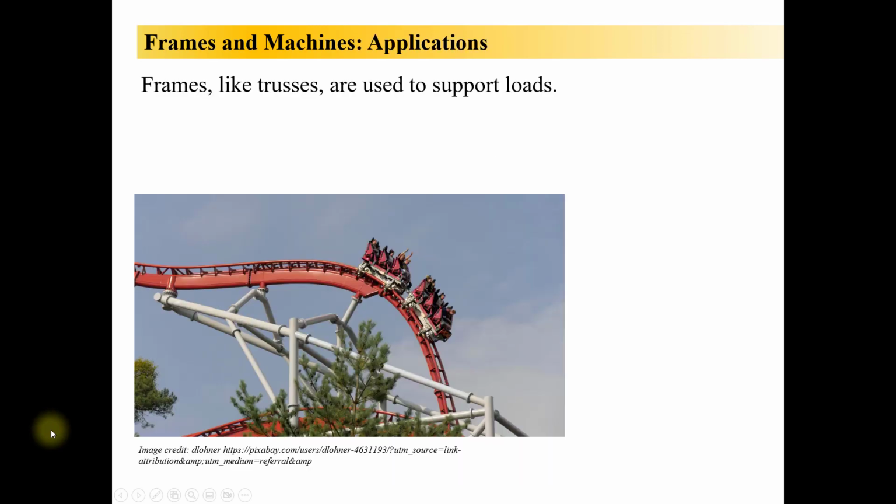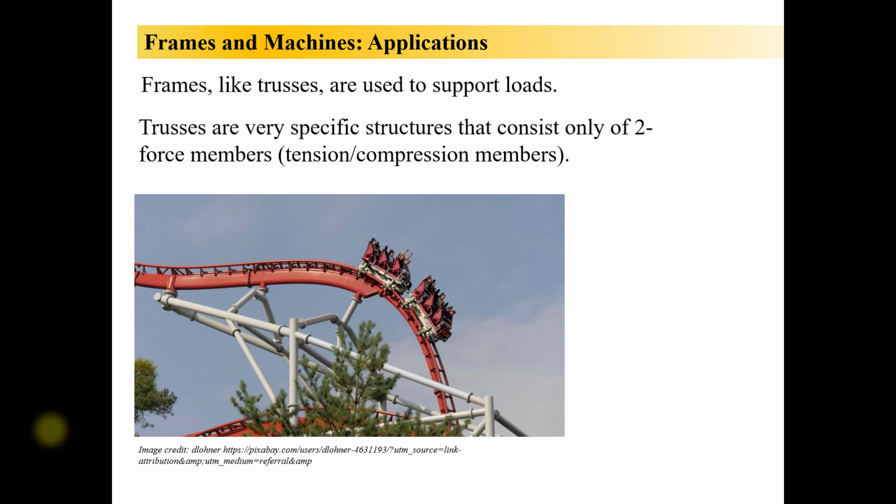So frames, first, they're like trusses in that they are used to support loads. However, trusses are very specific structures that consist only of two force members. They're always axial tension or compression members, right? They always form triangles. They always have frictionless pins at each end. They're all two force members. Every member of a truss is a two force member. Really, there's no trusses in the world, right? They're a construct of our engineering minds.